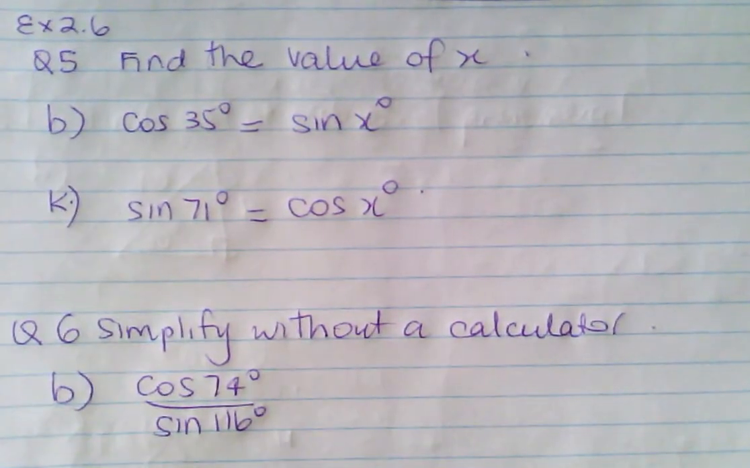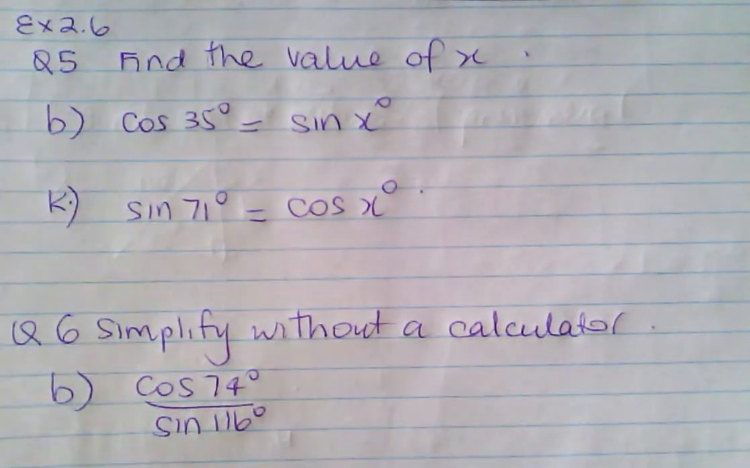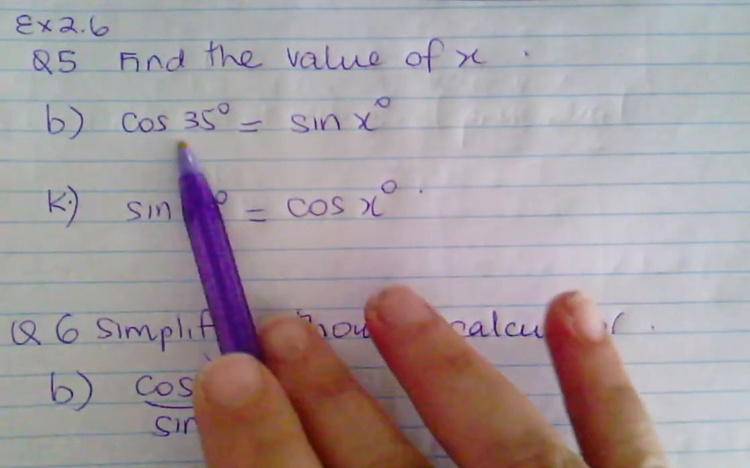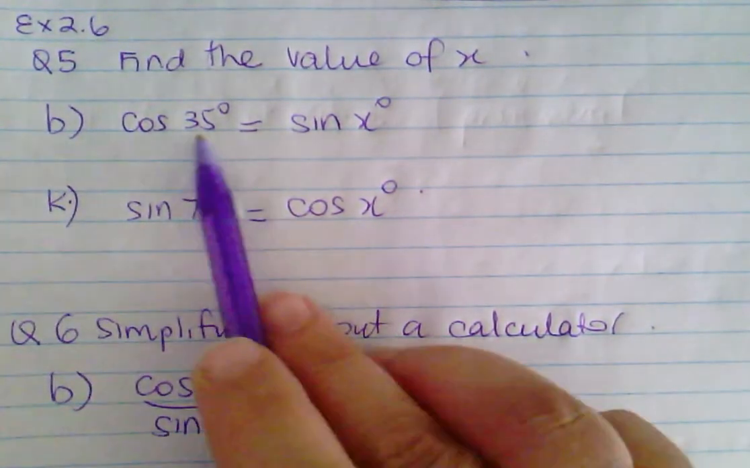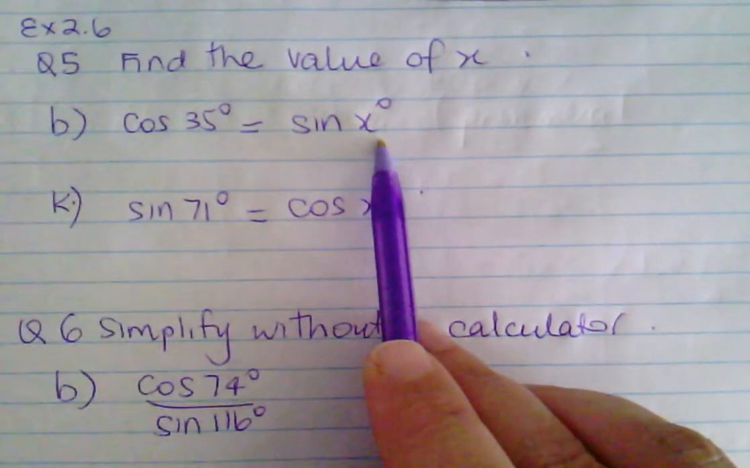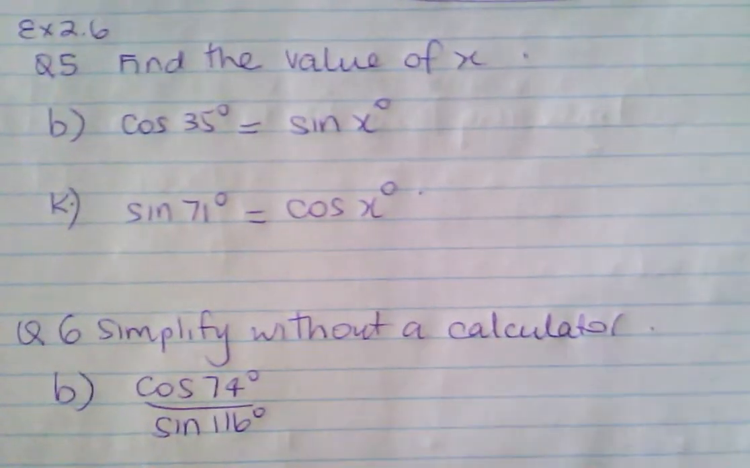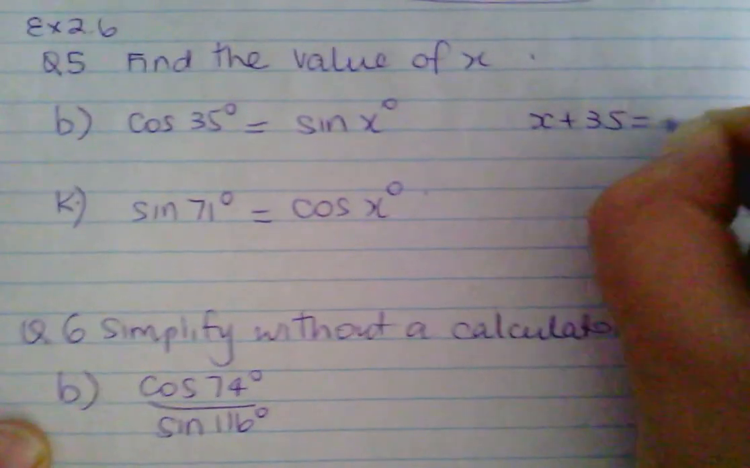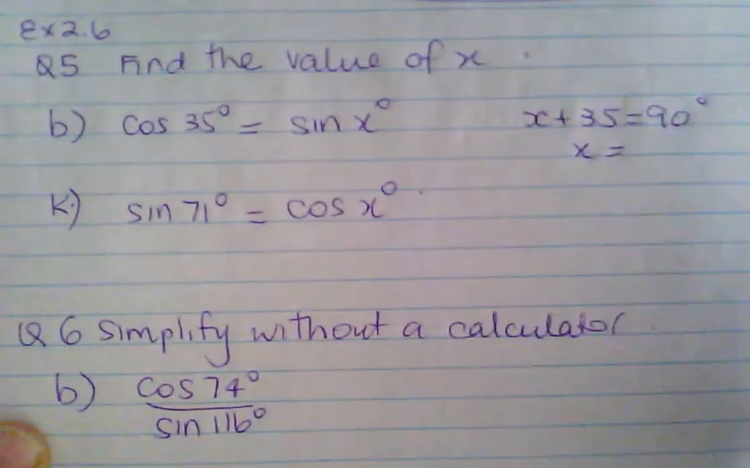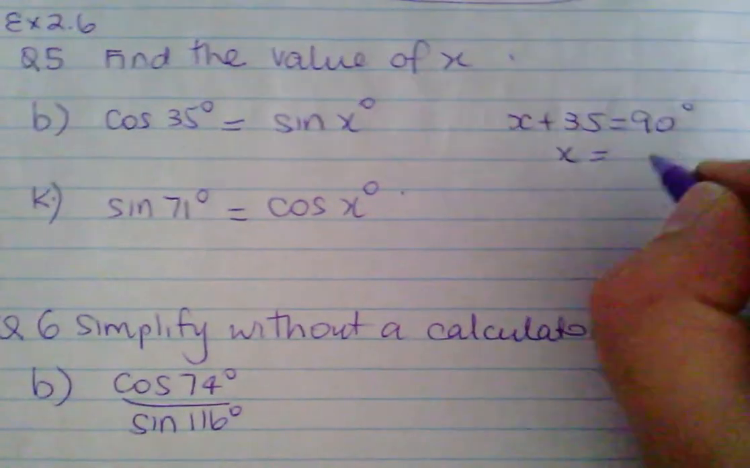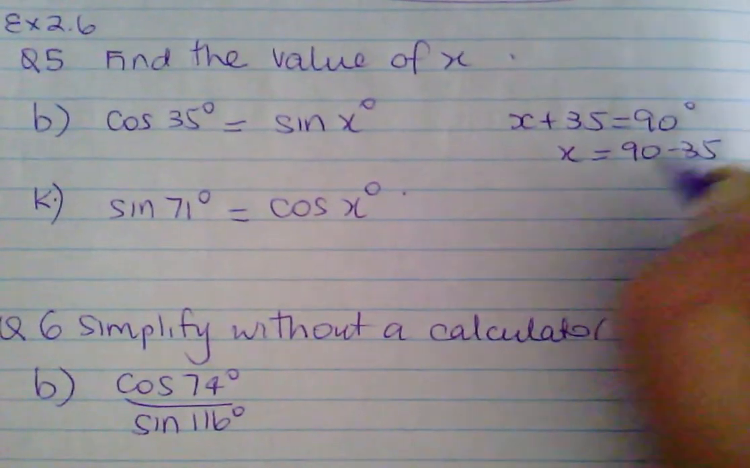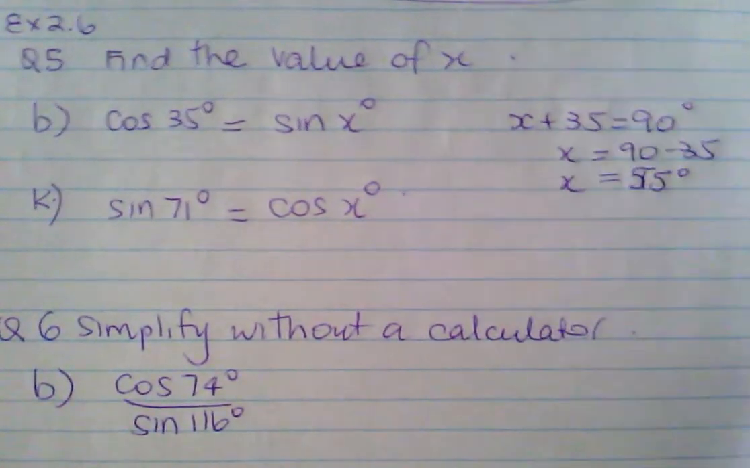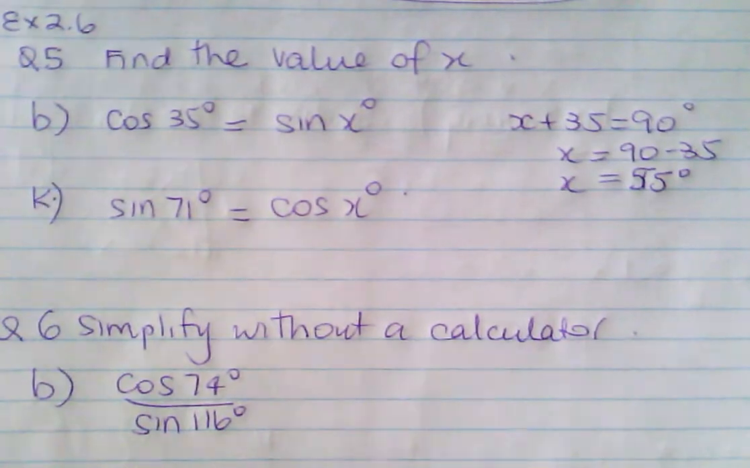Now for some examples on complementary results. Remember that sine and cos come from a right angle triangle. What are the 35 and the x supposed to add up to, girls? 90. So I can just say to myself, x plus 35 is 90. Does that make sense? x is 90 minus 35, which is 55. So therefore, x is 55.